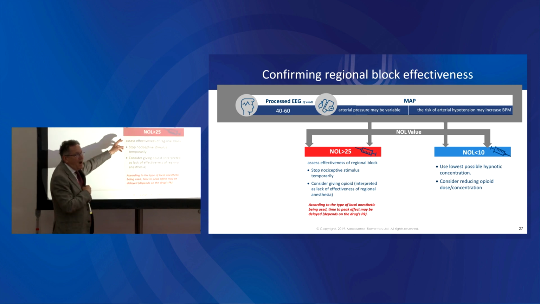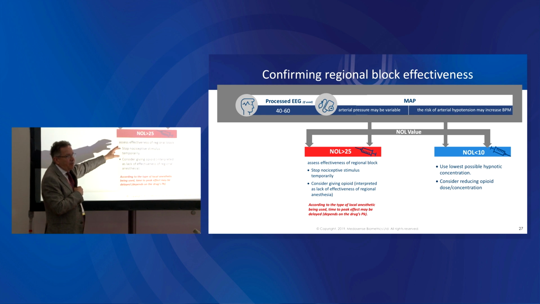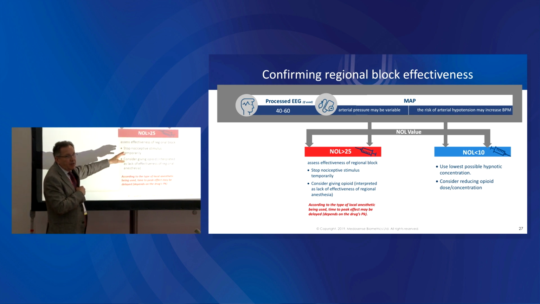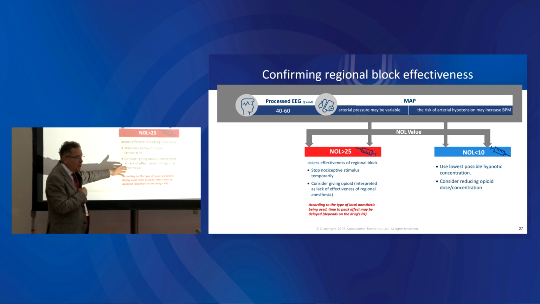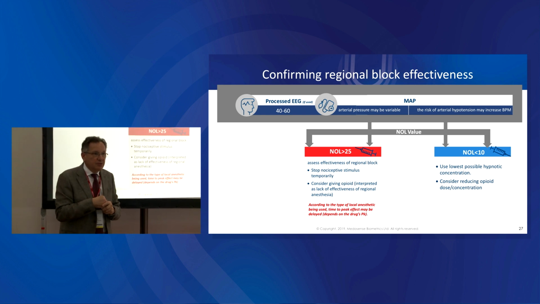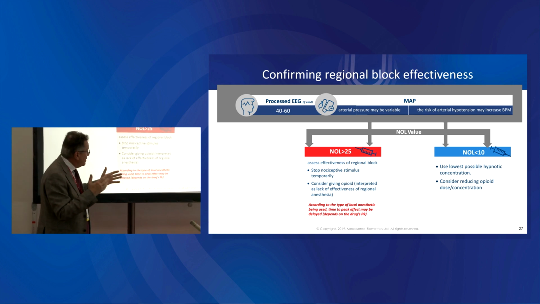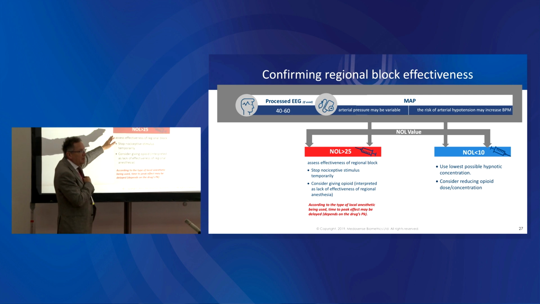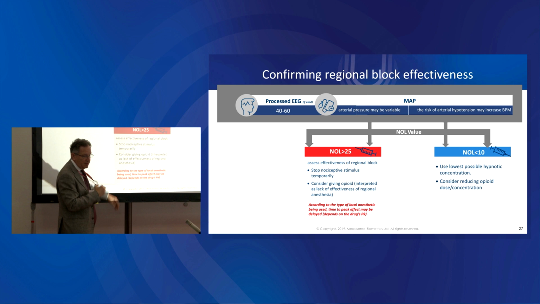If the NOL is high, that means somehow that your regional block is not effective, or you didn't wait enough, depending on what kind of drug you used, okay? And once again, patient under general anesthesia, the NOL would provide you with information, is my regional block effective or not?